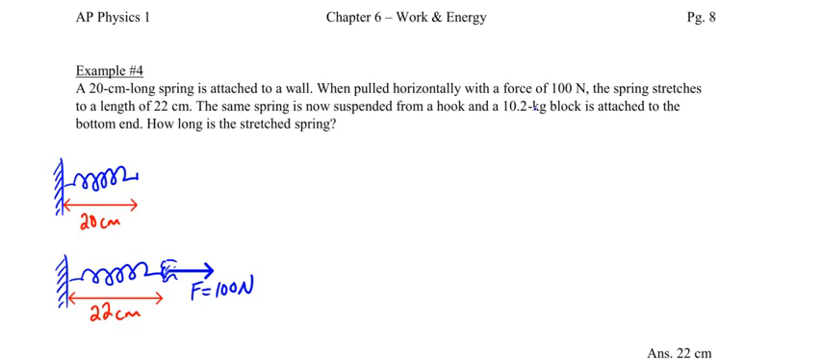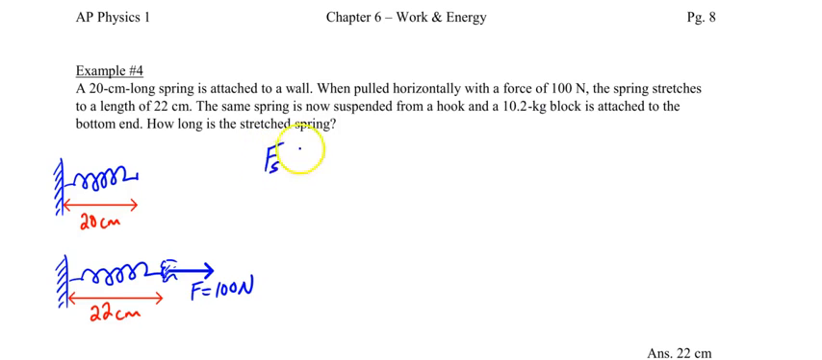So the same spring is now connected to a hook and a 10.2 kilogram block that is attached to the bottom end, and we want to know how long is the stretched spring. So the first thing I'll do before I tackle this part with a 10.2 kilogram block is get some information from this picture. I'm going to assume that this spring here is the same spring that we used with the 10.2 kilogram block, right? And the one thing that doesn't change for the spring is the spring constant. So let's go ahead and try to find that spring constant.